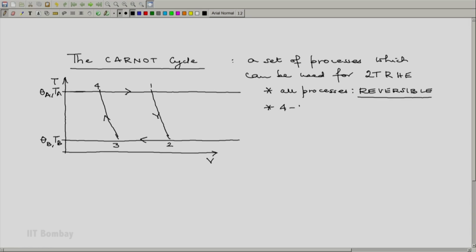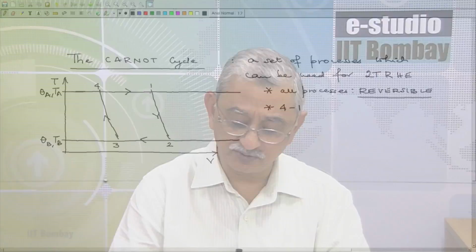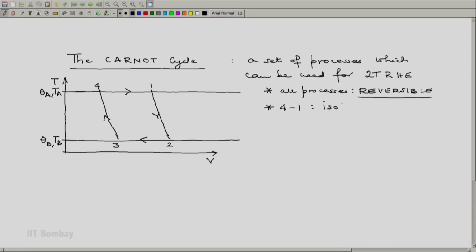Process 4-1, remember it is a cycle, so I can start analyzing it from one point, complete the analysis when I return to that point. From which point you start, it is left to you. Let us start with the process 4-1. This is an isothermal process and heat is absorbed by the system from the high temperature reservoir. Let me show that the heat absorbed is this, Q absorbed.